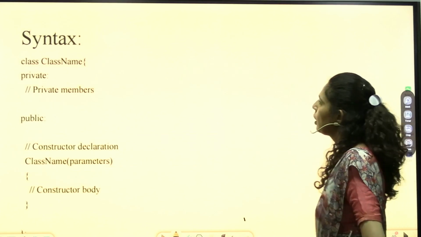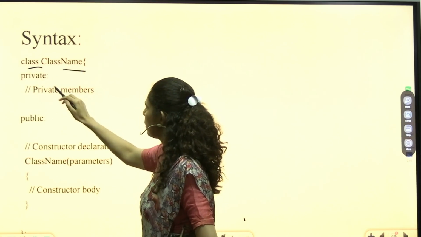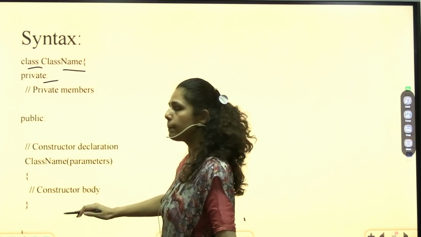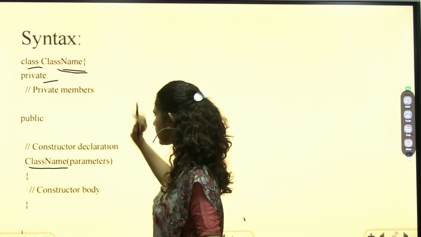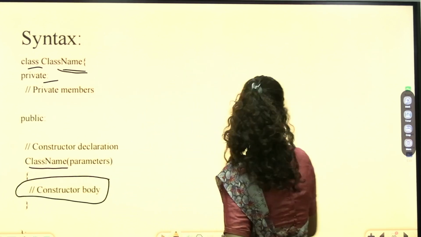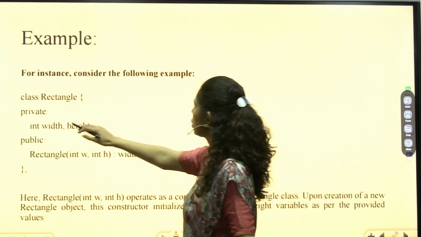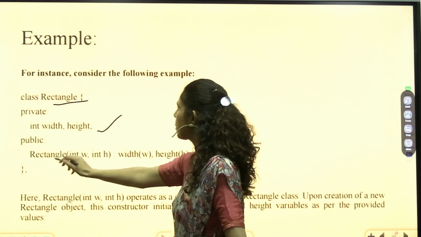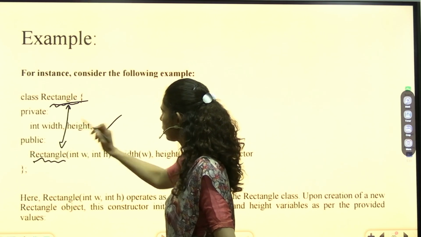Now this will be the syntax of your constructor function. This is a class, so there is the class name, and there will be private members. You will always declare your constructor function under the public section, okay? The name of the constructor function is always your class name, that you need to remember, and this is your constructor body. So this is the basic syntax. And this is one example in which you are just generating a class. It has some private members and it has a constructor function. Now you can notice here that the name of the class is the same as your constructor function.